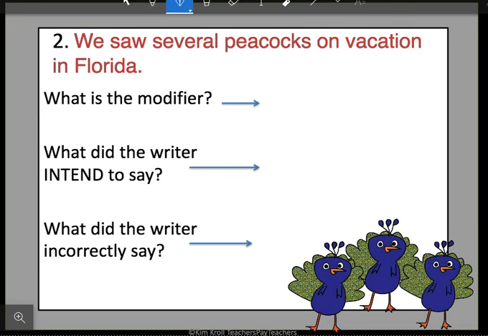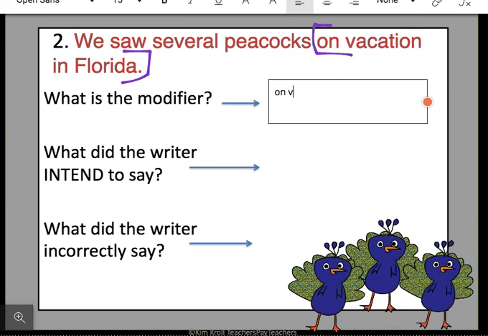All right, our next example, we saw several peacocks on vacation in Florida. Okay, so we saw several peacocks. Our modifier would be on vacation in Florida because it's just adding extra detail, extra description that we don't actually need.